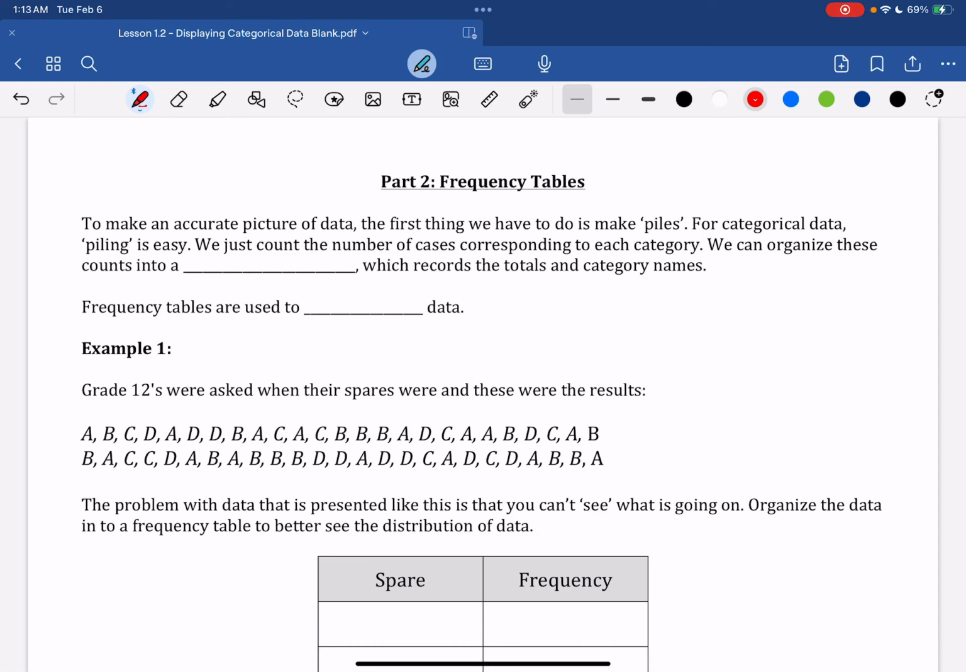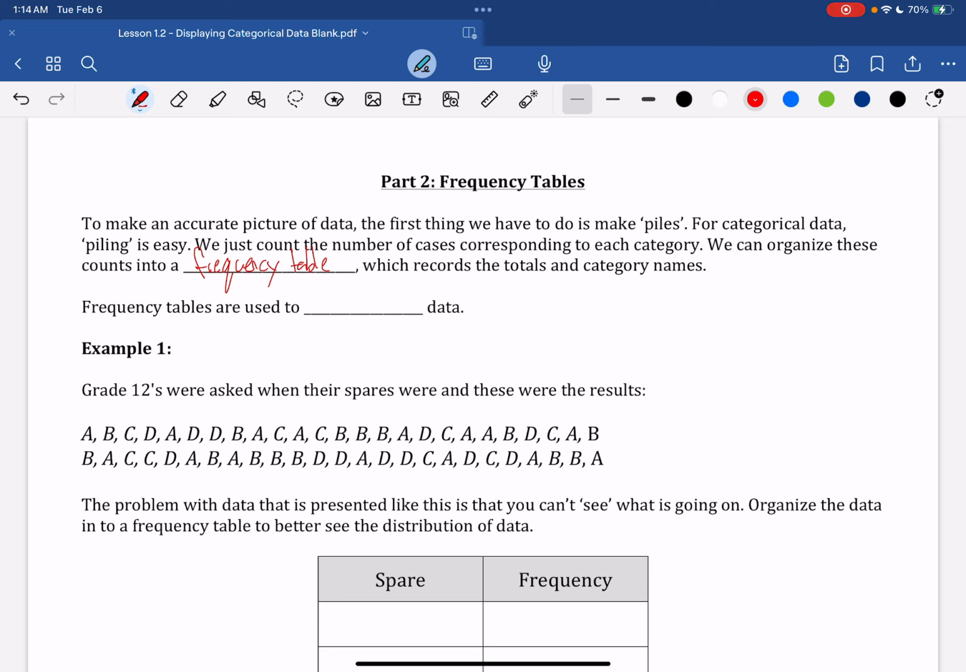Alright, so now we're going to be talking a little bit about frequency tables. To make an accurate picture of data, the first thing we want to do is make piles. For categorical data, piles is pretty easy for us to do. We just count the number of cases corresponding to each of the categories. We can organize these counts into a frequency table, which records the totals and the category names.